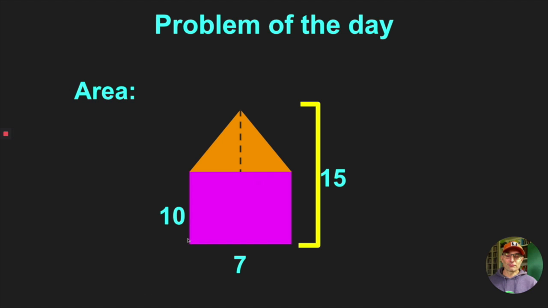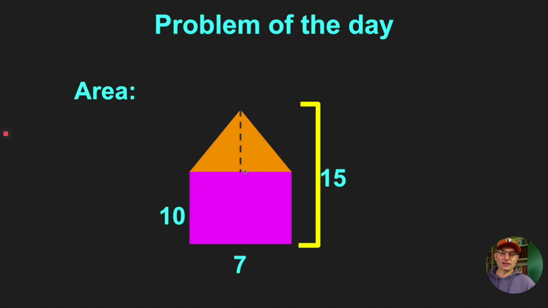The height of the pink rectangle is 10. The base is 7. So it's going to be 10 times 7, so this will be 70. But now we got to figure out that. The whole thing here is 15 from top to bottom, and we know the rectangle, this is 10.